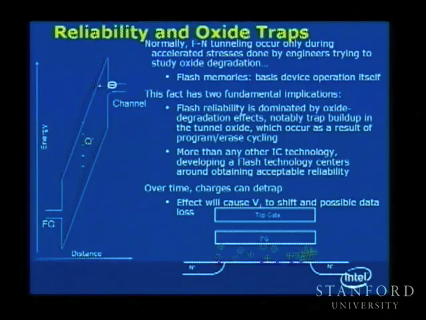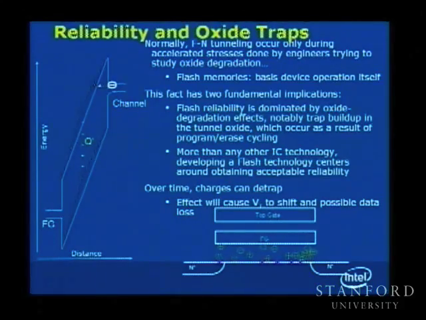It's the electronic version of doing that. It's a good device physics characterization tool. However, in the case of flash, it's basic to the device operation itself. It's fundamental to how it operates. If you didn't have the high field in there, you wouldn't store the charge. That's basically shown on this band diagram on the left side, showing the high field.